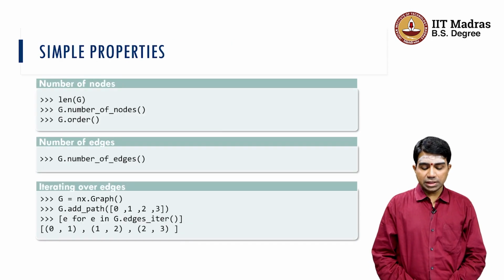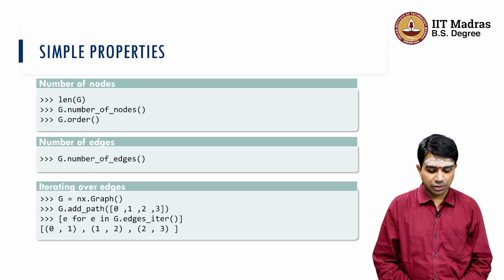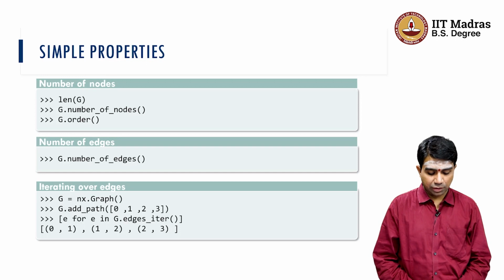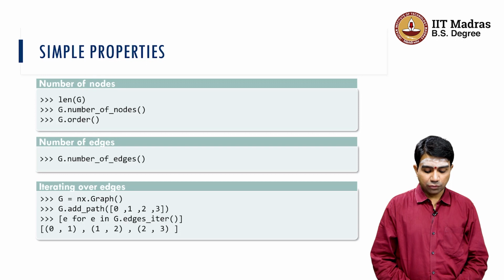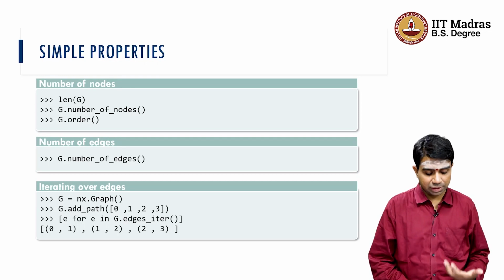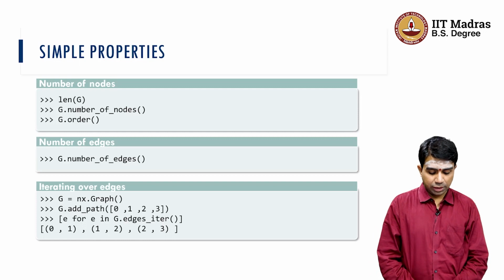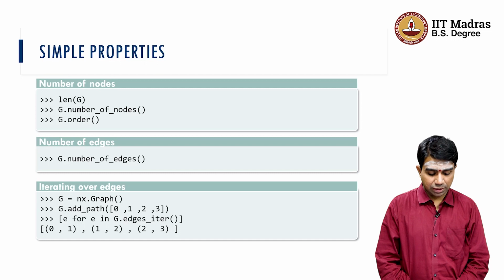And there are many other simple properties, like what is the size of the graph in terms of number of nodes, what is the order of the graph, what is the number of edges in the graph, and there are ways to iterate over the edges. So, you can say for e in g.edges_iter, you can do something with all the edges, you can process all the edges in whichever way that you want and so on, and you can even add a path directly and things like that.